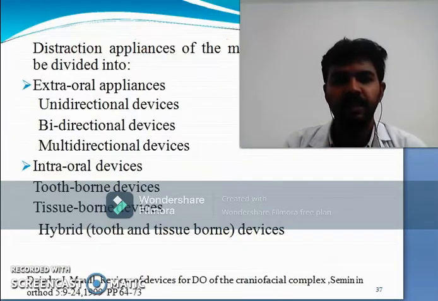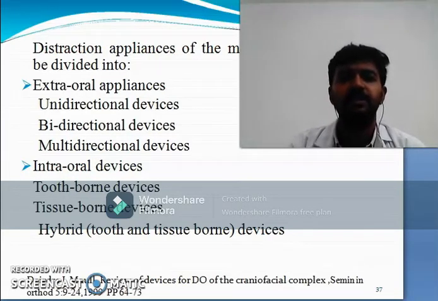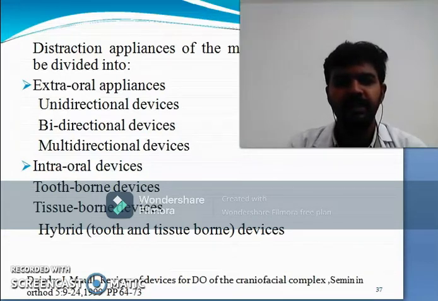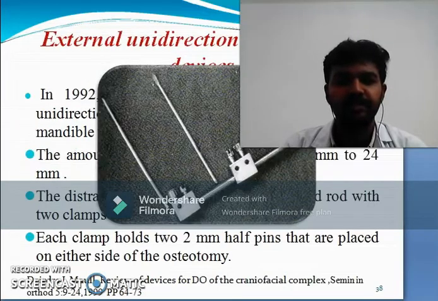Classification of distraction devices. They can be classified broadly as extraoral and intraoral devices. Extraoral devices are further classified into unidirectional devices, bidirectional devices, and multidirectional devices. Intraoral devices are classified as tooth-borne devices, tissue-borne devices, and hybrid devices.